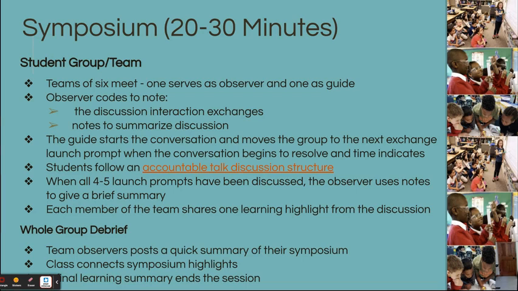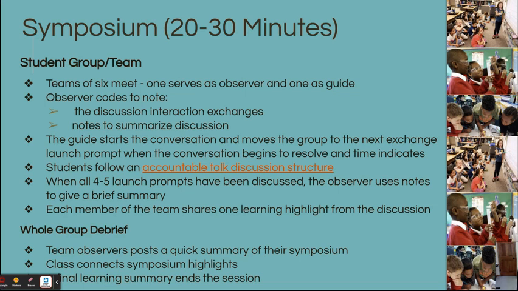The guide moves the group along, kind of serving as a leader. They pose launch questions when they feel that the group is ready for them, and they might jump in with some accountable talk to move the group in another direction if things are stagnating. Everyone will have a turn doing these different things at some point. So that's an important thing to realize.